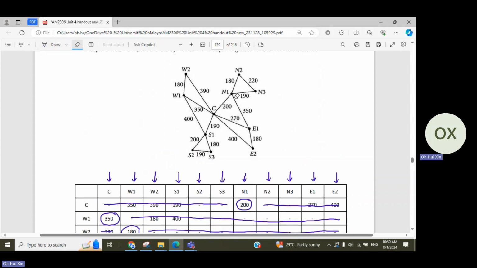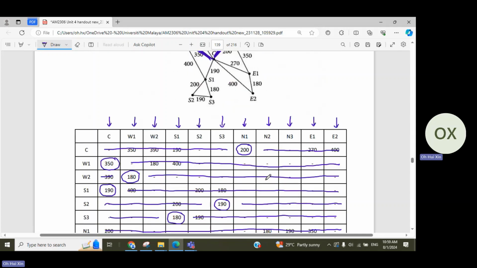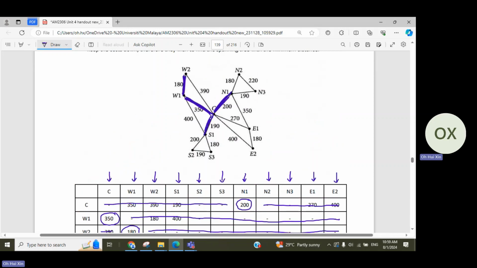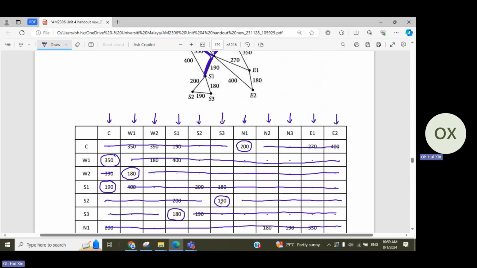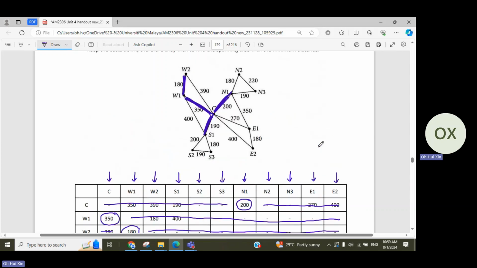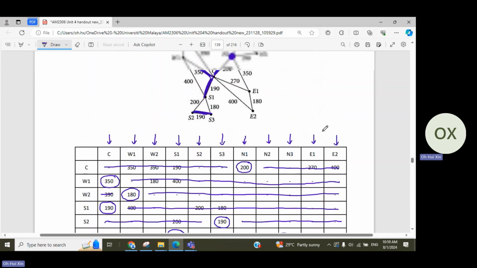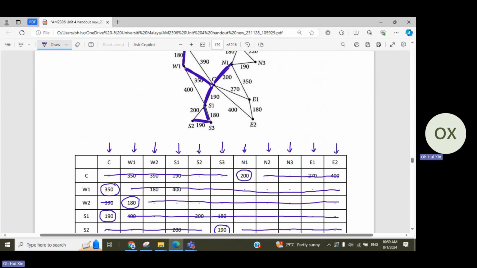The first one, we have 200 in between C and N1. In between W1 and C. In between W2 and W1. Then 190 between C and S1. Next one, 190 between S2 and S3. Then 180 between S3 and S1.